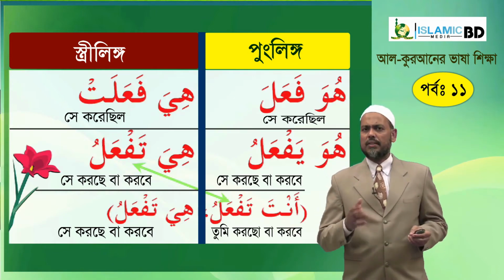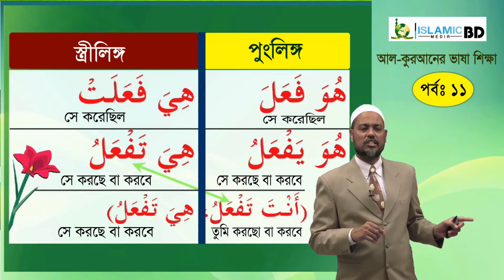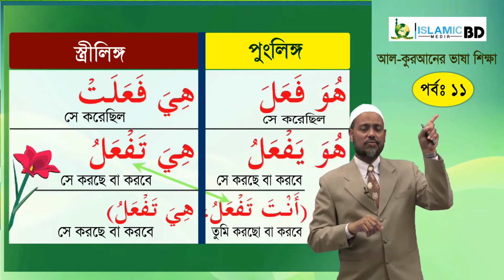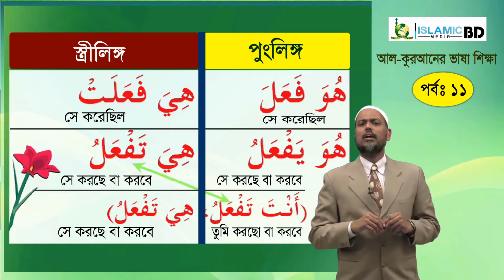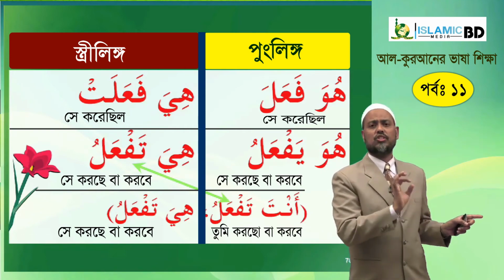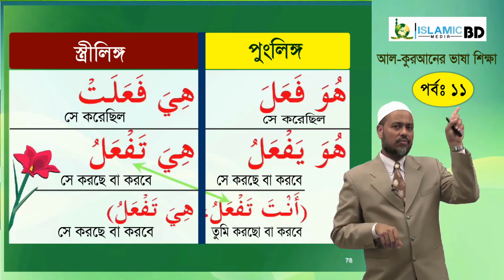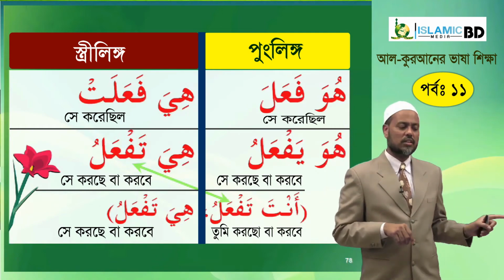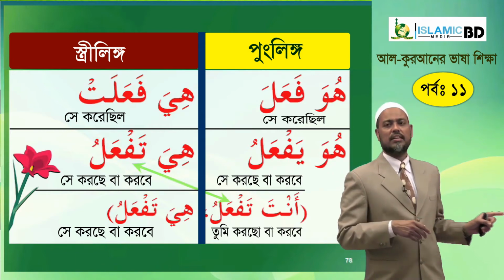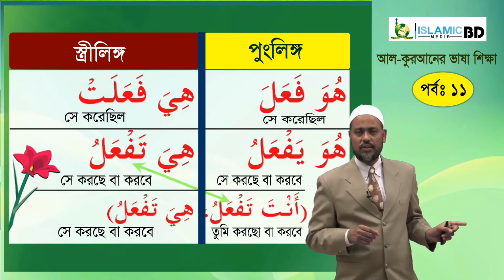So please repeat after me. Huwa fa'ala, he did. Hiya fa'alat, she did. Huwa yaf'alu, he does. Hiya taf'alu, she does. Now all you have to do is, I will say huwa fa'ala hiya, you will say fa'alat. You will just answer fa'alat. And huwa yaf'alu hiya taf'alu. Some sisters' names are Nighat, Nuzhat. So I say Nuzhat fa'alat, Nighat fa'alat. Okay, just to remember. So huwa fa'ala hiya fa'alat.